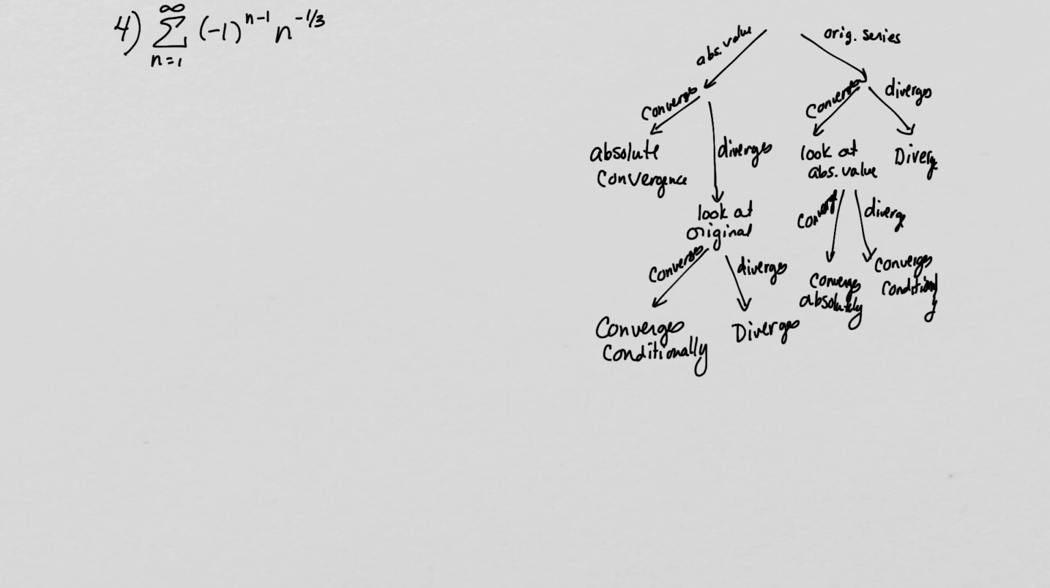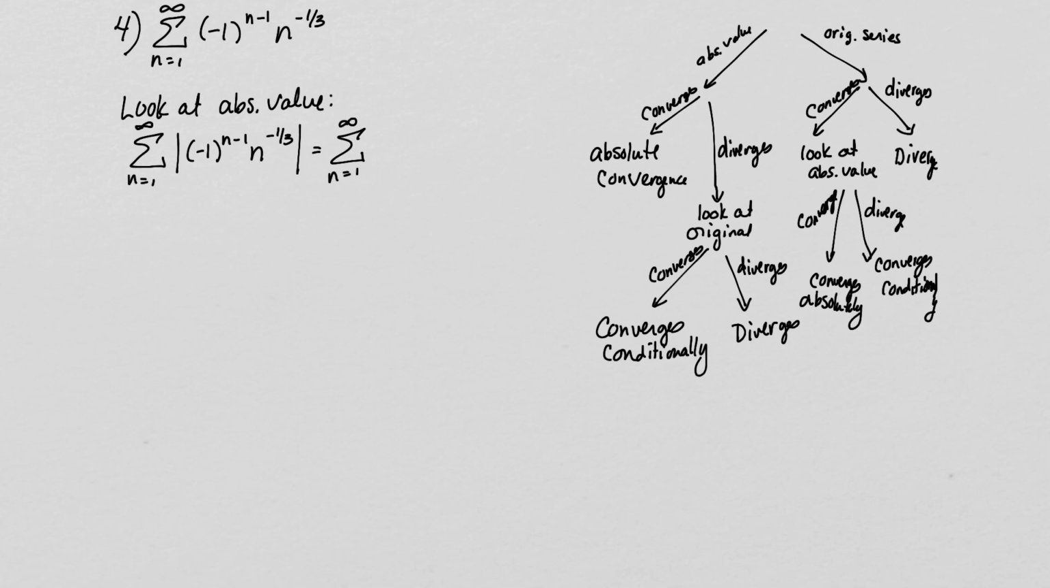Okay, sure. All right, so we're going to look at the absolute value. That means we're going to have the series n equals 1 to infinity, the absolute value of negative 1 to the n minus 1, n to the negative 1/3. The absolute value would get rid of that negative 1 part, right? n is positive, so we can drop the absolute value. So I just get n to the negative 1/3, which is really the summation n equals 1 to infinity of 1 over n to the 1/3.